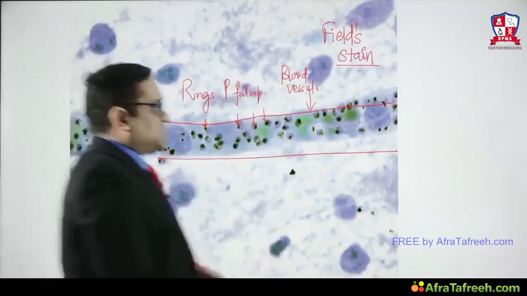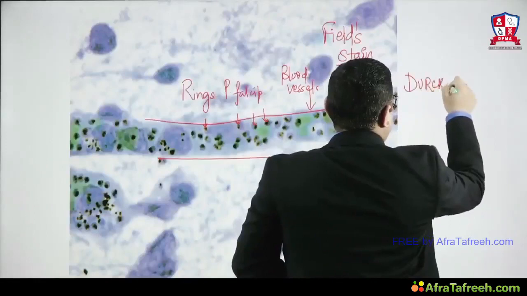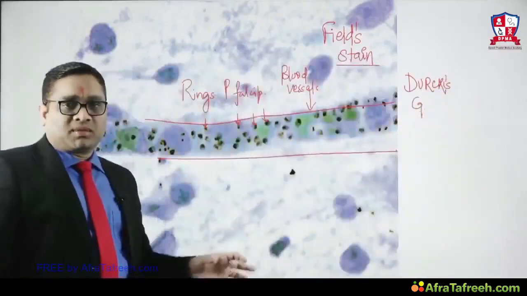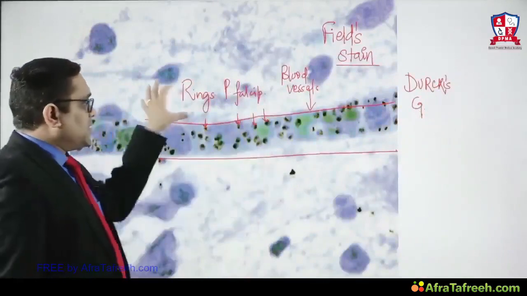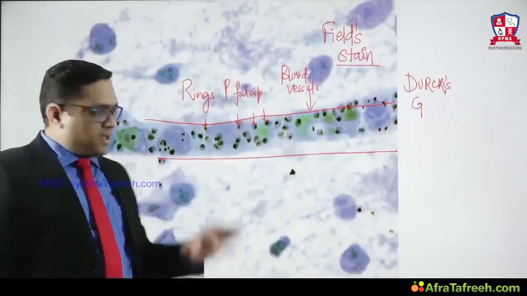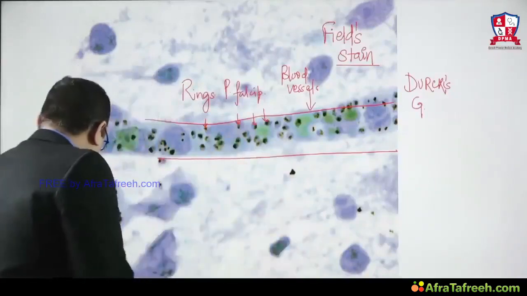So this is the picture of Dirk's granuloma, which was asked in 2015. Dirk's granuloma is seen in cerebral malaria. So we are seeing cerebral malaria, brain blood vessels, and they are having rings of the Plasmodium falciparum, right? So this is how we will identify a special type of granuloma.